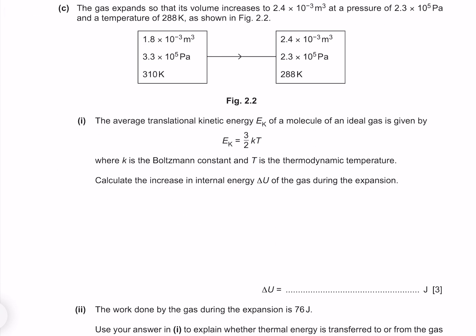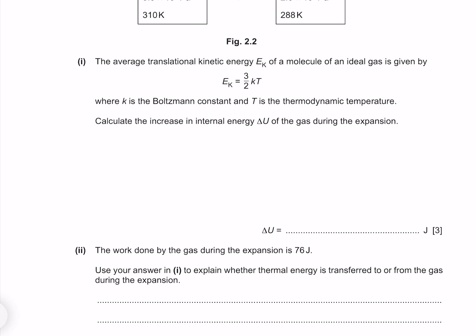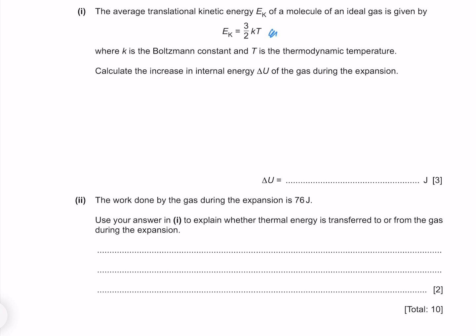The gas expands so that its volume increases to 2.4 times 10 to the minus 3 meter cubed at a pressure of 2.3 times 10 to the 5 pascals and a temperature of 288 Kelvin, as shown in figure 2.2. The average translational kinetic energy, EK, of a molecule of an ideal gas is given by this equation here, where k is the Boltzmann constant and T is the thermodynamic temperature. Calculate the increase in internal energy of the gas during the expansion.